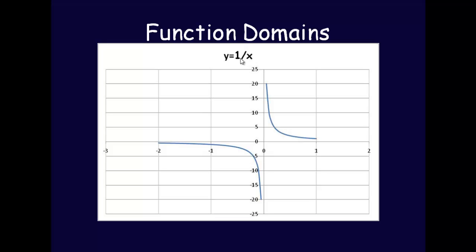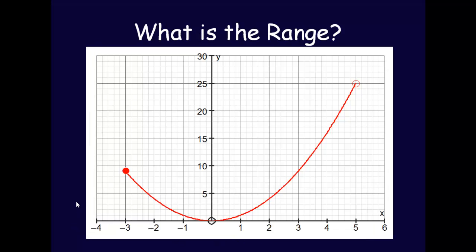Another one that you should probably know, y equals 1 over x, well, we have an asymptote here at x equals 0, the y-axis. So what we would put for the domain here is that x can be any real number except 0. So we would have to state that x doesn't equal 0. Right, next we'll do the same with range.